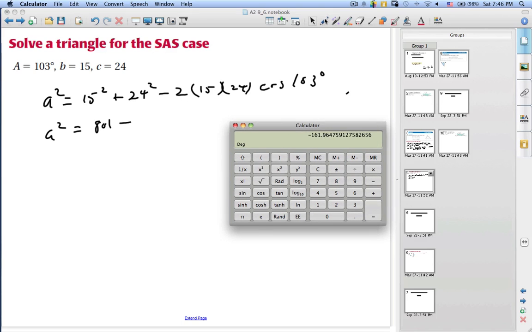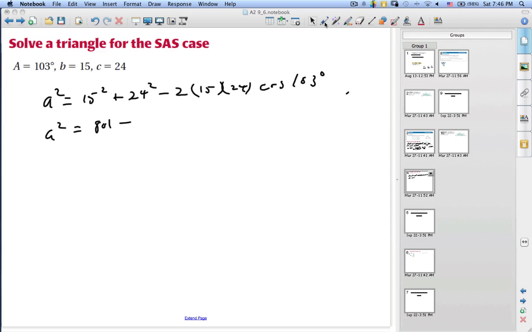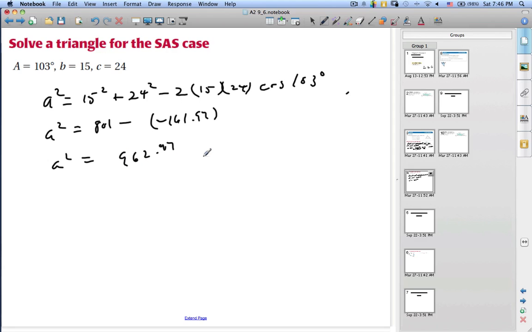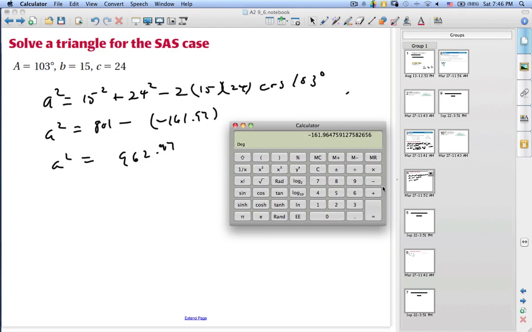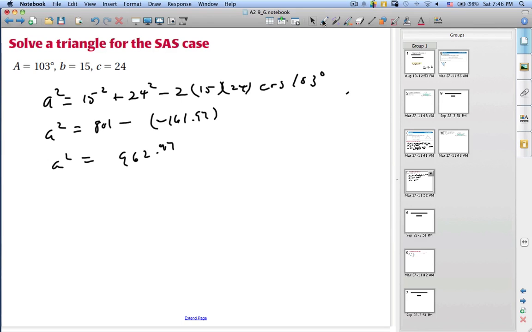161.96. I'm going to actually make it 0.97 because if I round it all the way out to here, it would round all the way up. So 801 minus negative 161.97. And so subtracting a negative again becomes like a positive. So I'm going to have 962.97. And if I take the square root of that, I get 31.03. So A will be equal to 31.03.